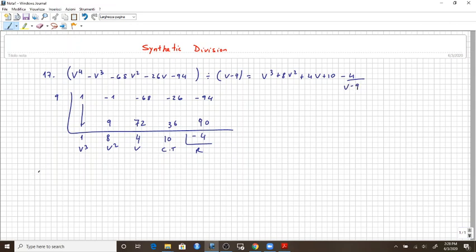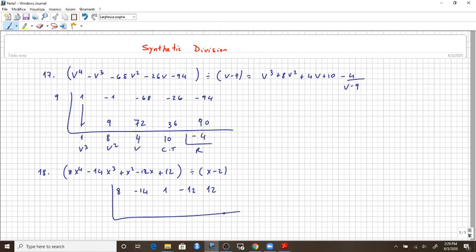And then the last problem, number 18, will be 8x to the power of 4 minus 14x cubed plus x squared minus 12x, and then plus 12 divided by x minus 2. So we have 8, negative 14, 1, negative 12, and 12. And here we write 2.